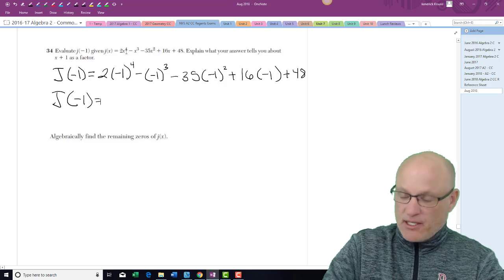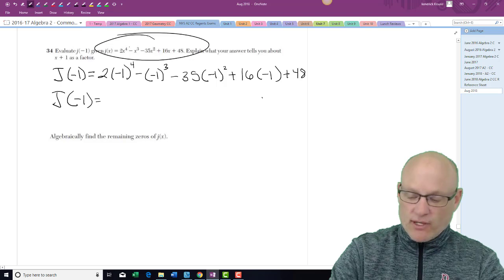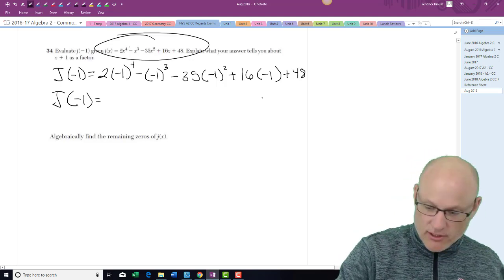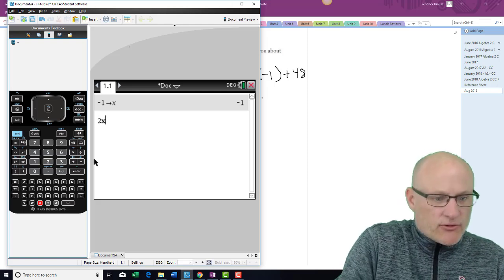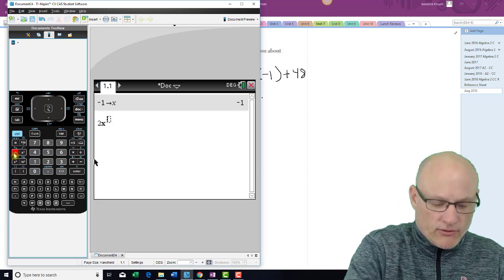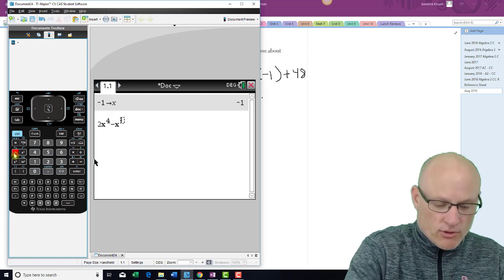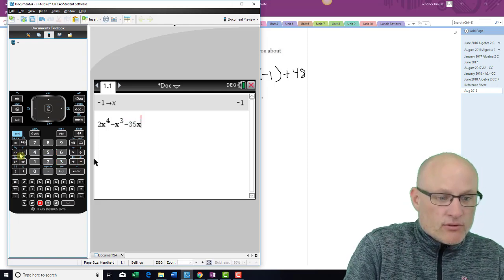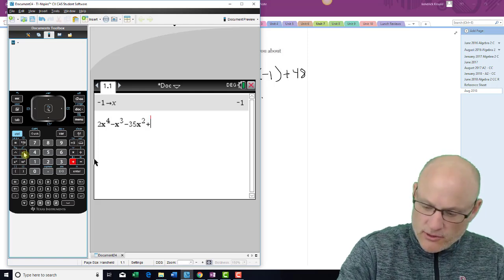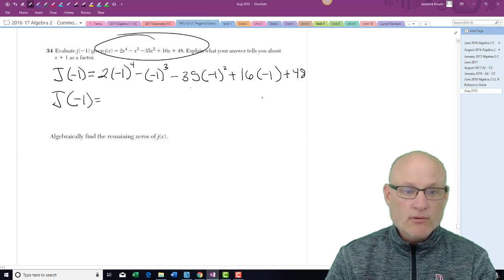And then I'm just going to type in this up here. So 2x to the 4th. I'm going to look down while I do this so I don't have to keep going back and forth. It's 2x to the 4th, so 2x raised to the 4th minus x cubed minus 35x squared plus 16x plus 48. And I get 0. Oh, so it equals 0.